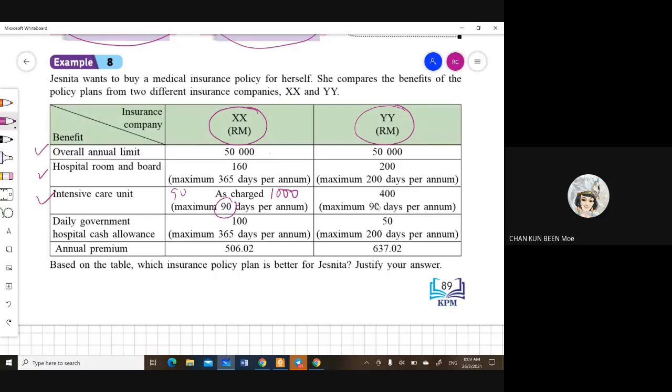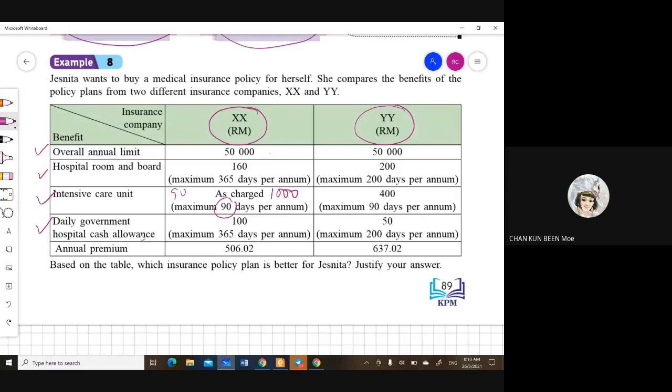Then we look at the next one, the daily government hospital cash allowance. Sometimes some policies have this daily government hospital cash allowance. Not every policy, only certain ones, whereby if you stay in the hospital, they will give you an allowance. This one is 100 ringgit for the whole year, 365 days. This one is 50 ringgit for 200 days only.